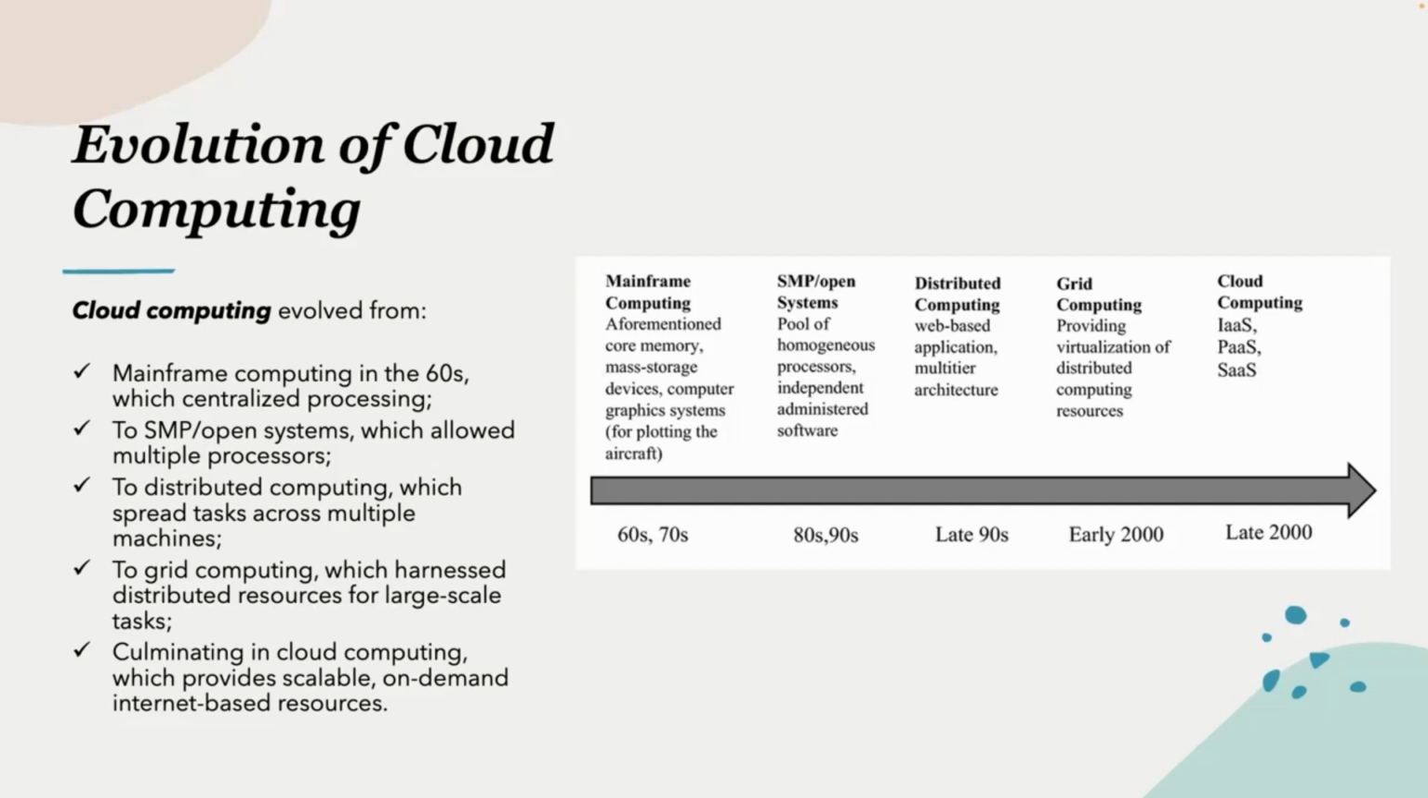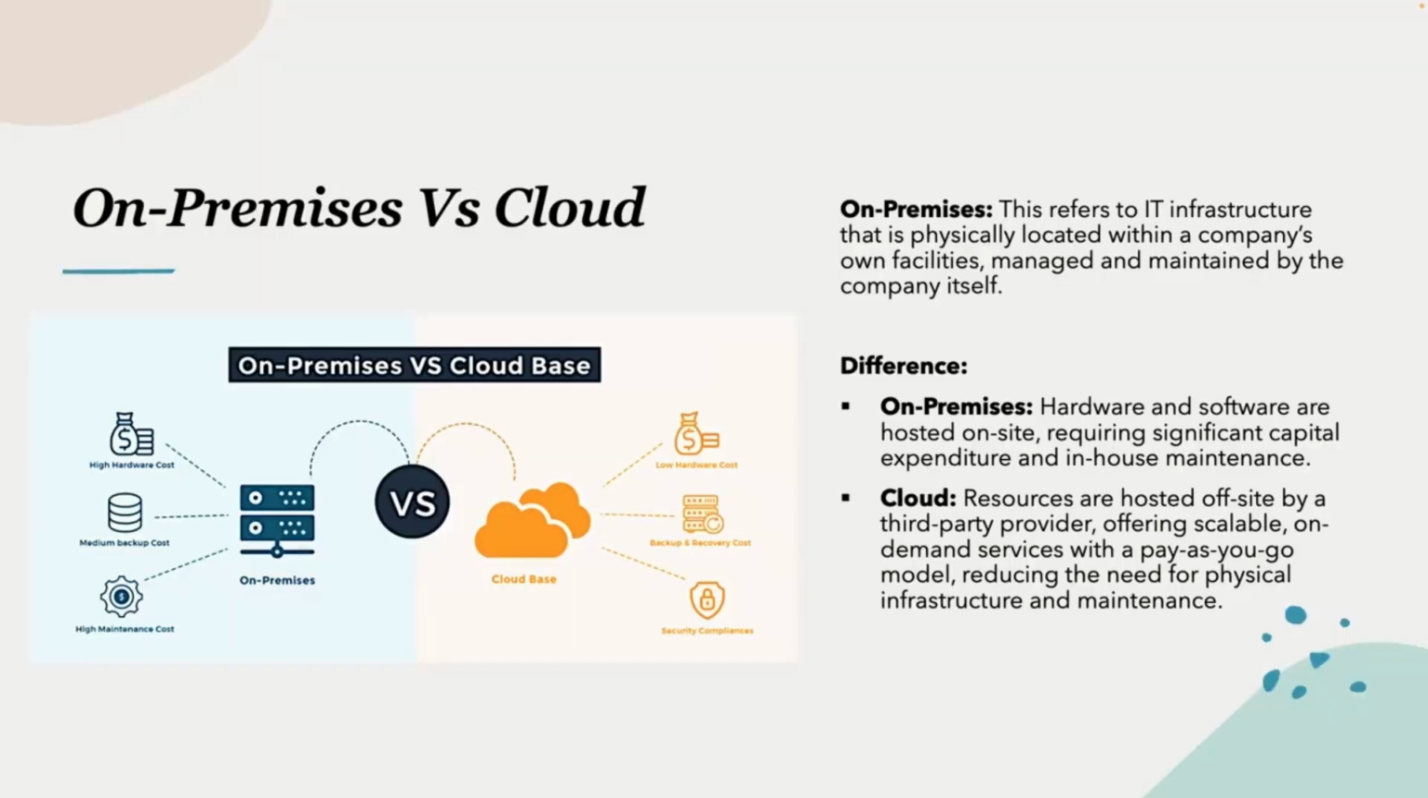And so, with that understanding of the evolution of cloud computing, let us take a look at the difference between what we call on-premises and the cloud. Our on-premise can be defined as an IT infrastructure that is physically located within a company's own facility. This is so that those facilities can be managed and maintained by the companies themselves. And so our on-premises refer to what we call physical data centers.